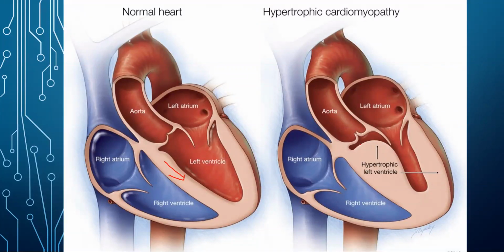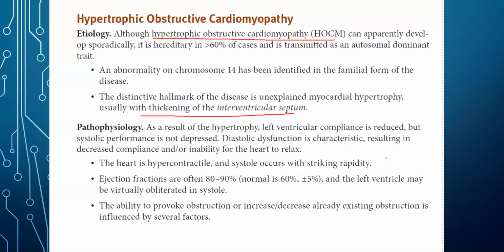So very good, guys. So you can see in here, on the top of that, sometimes this hypertrophy can obstruct the flow of blood from your left ventricle to the aorta. Okay, now let's see. This HOCM is an autosomal dominant disorder. In 60% of cases, it can be hereditary.